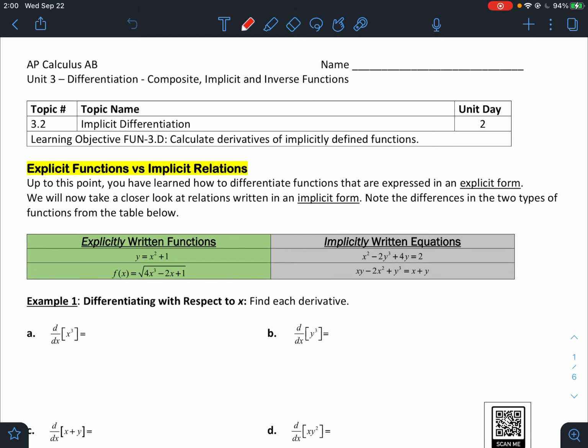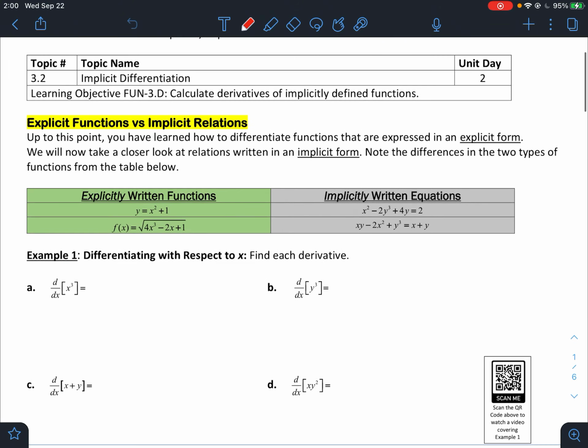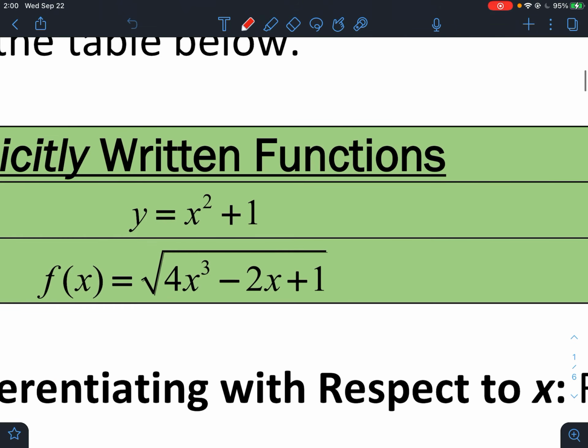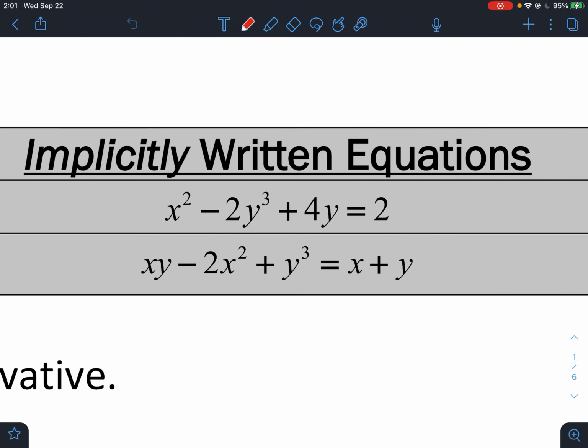Up to this point, you've learned how to differentiate functions that are expressed in an explicit form. Now we're going to take a look at relations written in an implicit form. Let's take a look at the difference in the two types of functions. So explicit, y equals x squared plus 1. F of x equals root 4x cubed minus 2x plus 1. Those are explicit functions. Implicit, written equations. x squared minus 2y cubed plus 4y equals 2. xy minus 2x squared plus y cubed equals x plus y.